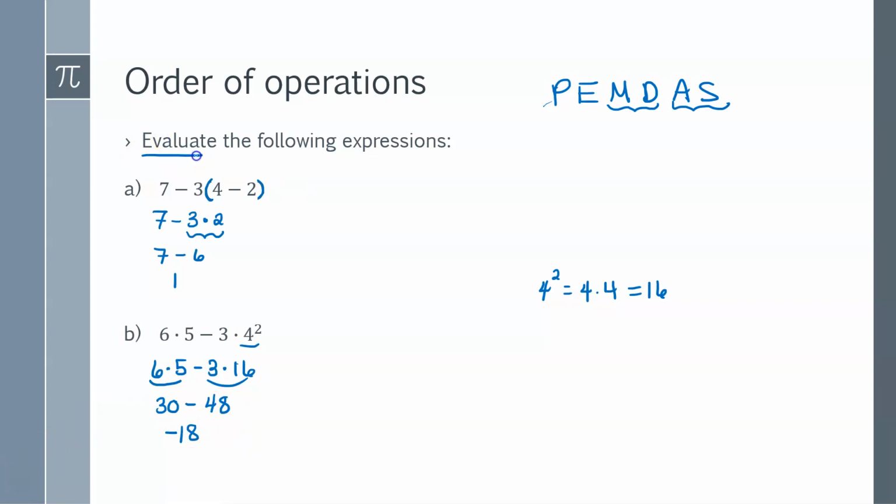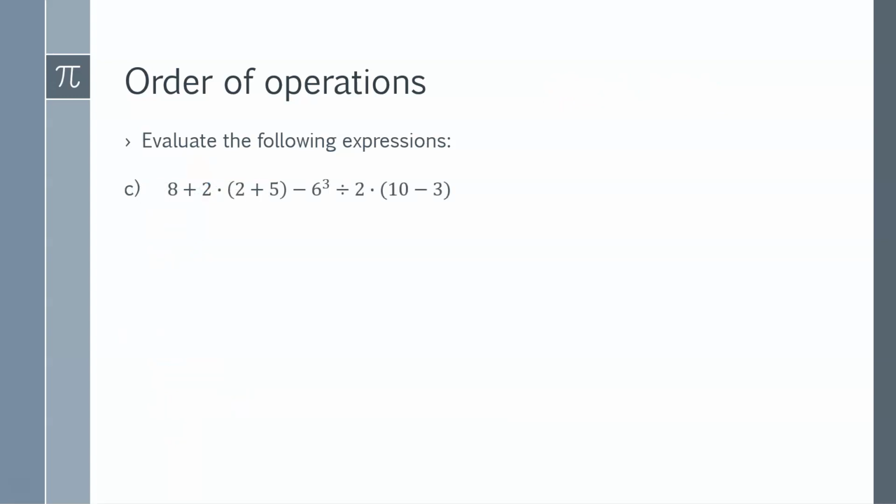Quick note that here they say evaluate the following expressions. That's similar to simplifying the following expressions. They mean the same thing. So let's move on to one more example. Here we have 8 plus 2 times (2 plus 5) minus 6 cubed divided by 2 times (10 minus 3). Now, it looks intimidating, but we're going to break it down using our PEMDAS, our order of operations.